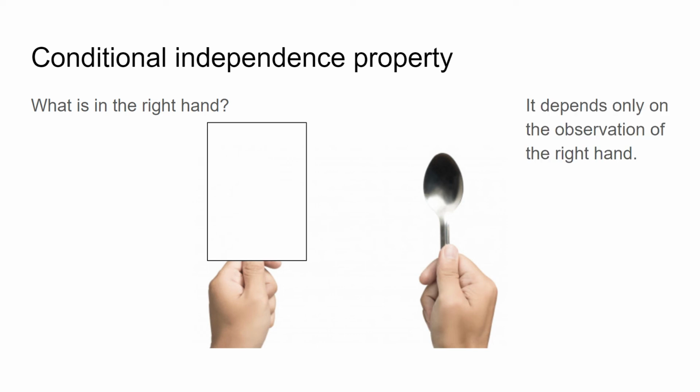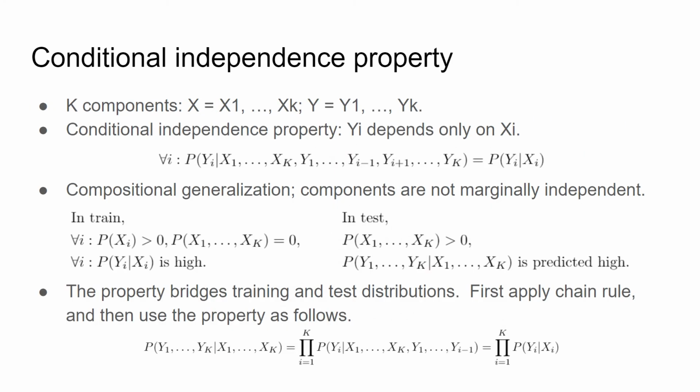Let's continue to ask the same question by hiding the observation on the left hand. In this case, the answer is the same, and hiding the left hand actually does not influence the answer. This means the answer depends only on the observation of the right hand, though the observation of the left hand is related. In other words, given observation of the right hand, the answer is conditionally independent of other things. This property is called conditional independence property. Let's formalize this property and find how it helps compositional generalization.